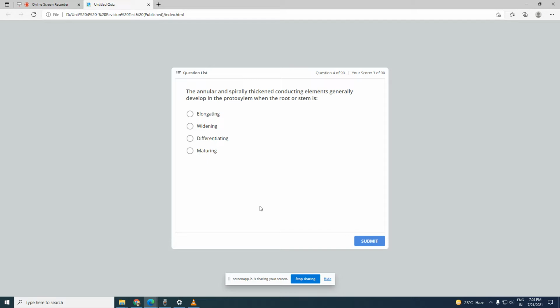The annular and spirally thickened conducting elements generally develop in the protoxylem when the root or stem is: option A, elongating; option B, widening; option C, differentiating; option D, maturing. So which is the right answer?